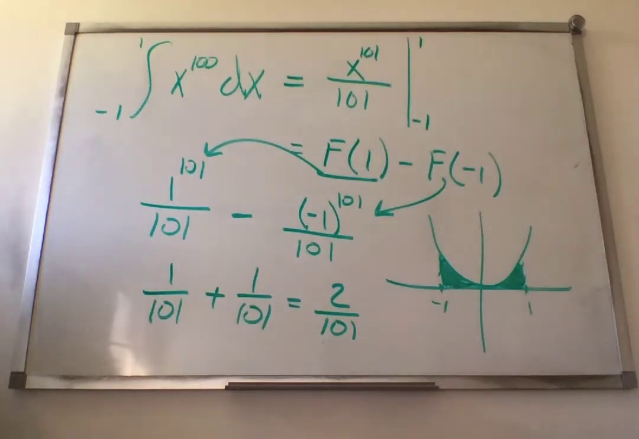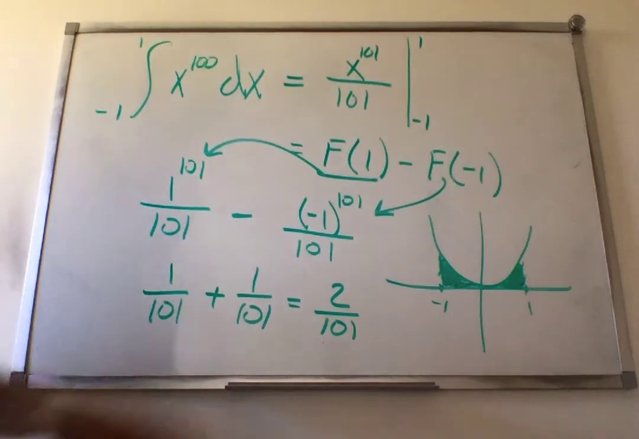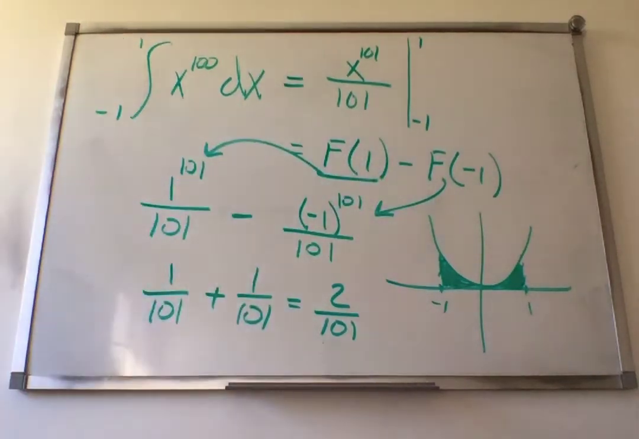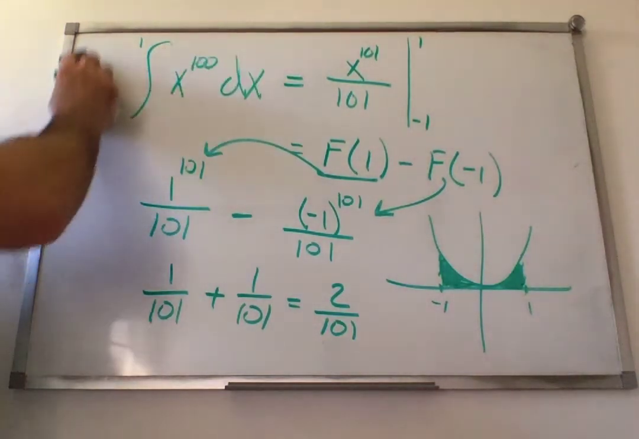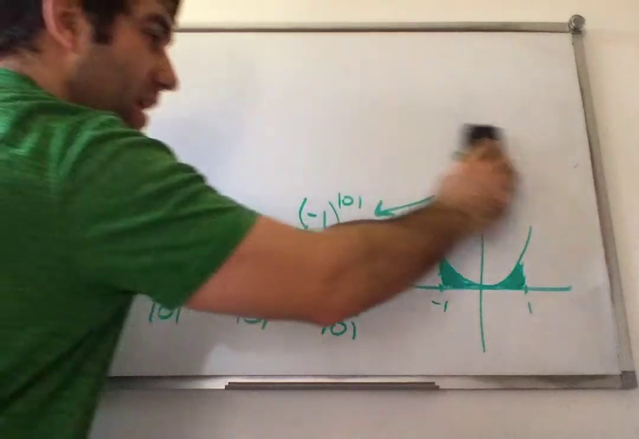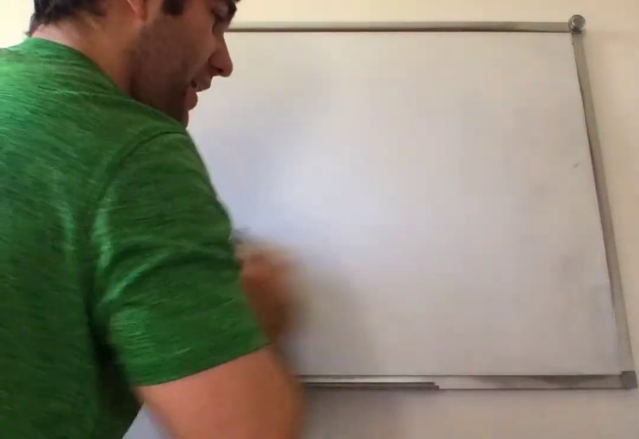And see how much faster that was instead of splitting it up into rectangles, plugging in values, and adding them all up and stuff like that. We just found the antiderivative, plugged in the endpoints, and did a subtraction, and there was our answer.